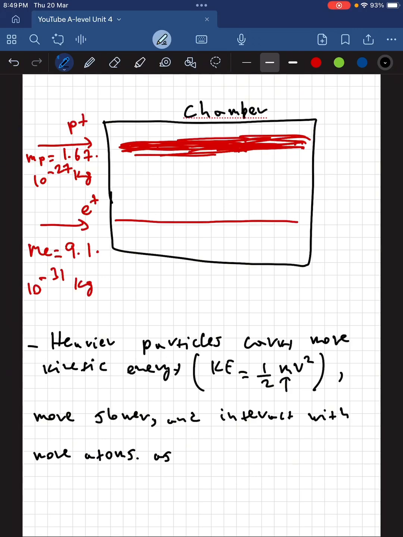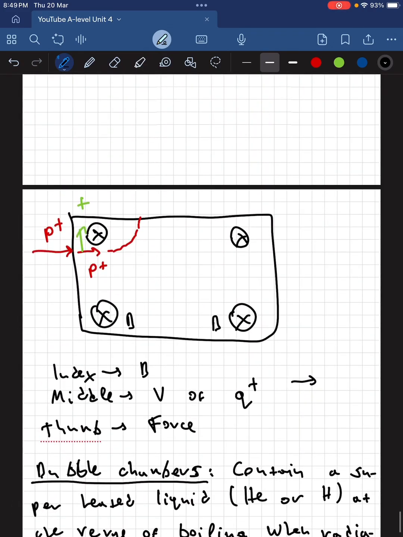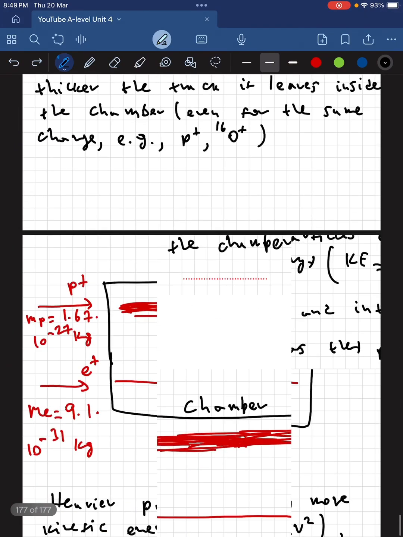As they pass through the chamber. Okay, let's go back to this example with the proton. Remember when we talked about using magnetic fields to bend the tracks of these charged particles?